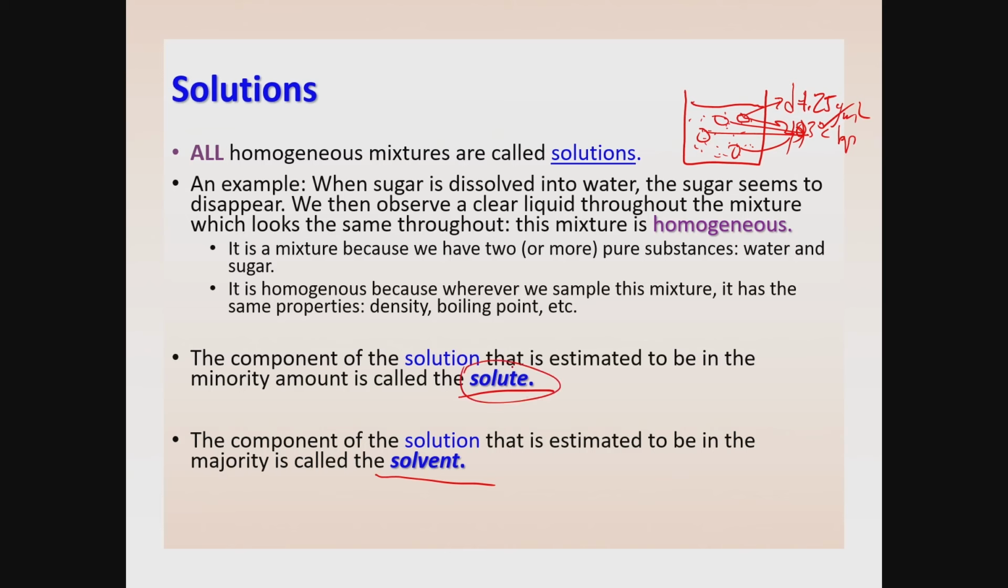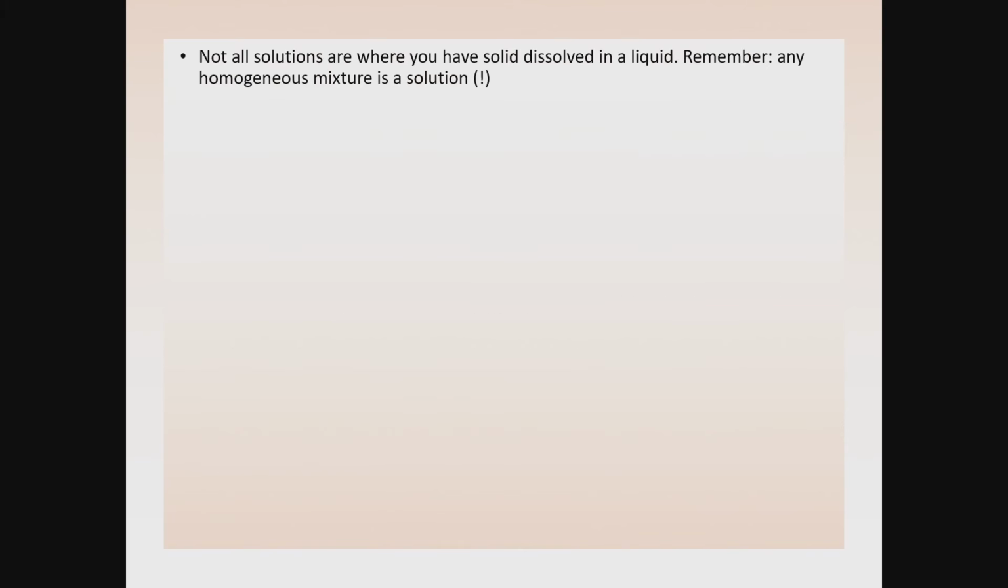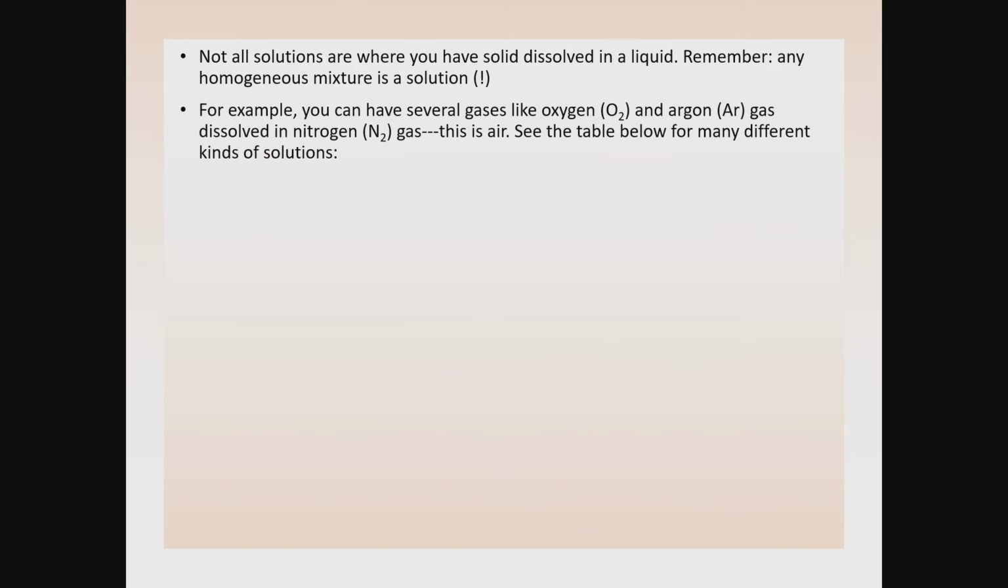On the other hand, the solvent is going to be the other pure substance component. We have a lot more of it, and so that will be water. Now, one thing to keep in mind is that the solute plus the solvent is the solution. So in my example here, the solute was sugar, the solvent was water, and so the solution is sugar water. Not all solutions are where you have a solid dissolved in a liquid. Remember, any homogeneous mixture is a solution.